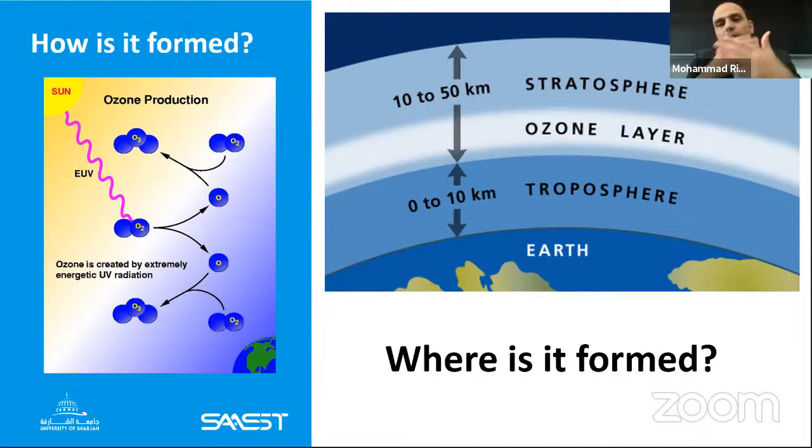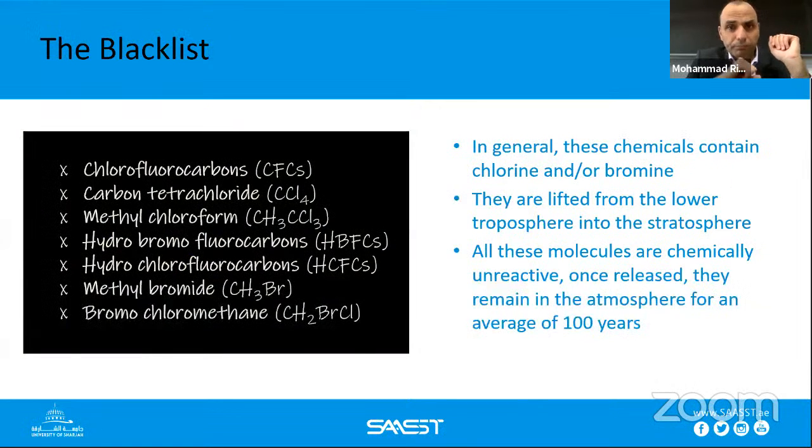Like melanin, the chemical material in our skin. When you go to the sea, or when you expose yourself to the sun, the melanin layer will form, and it will protect your skin from the UV after that. So the same mechanism happens in the ozone layer.